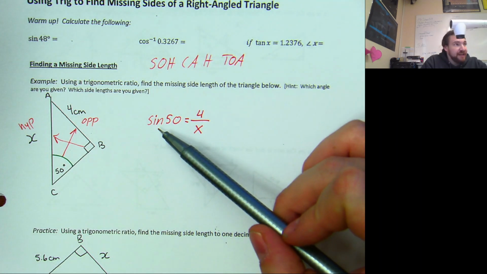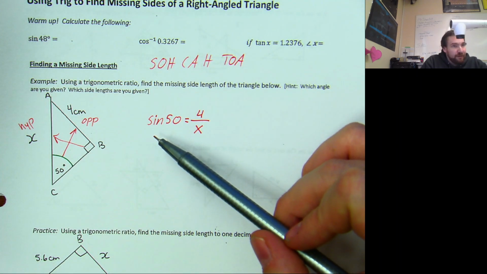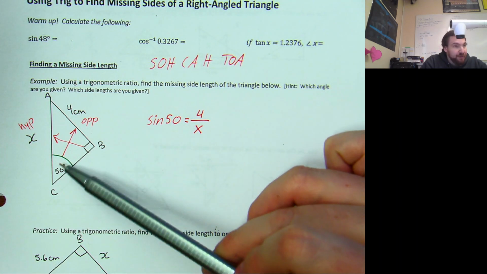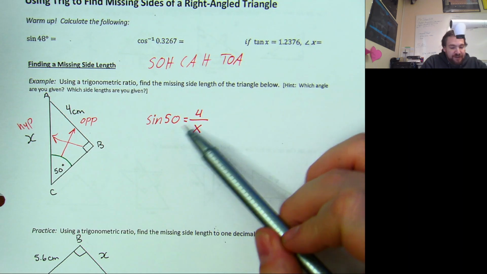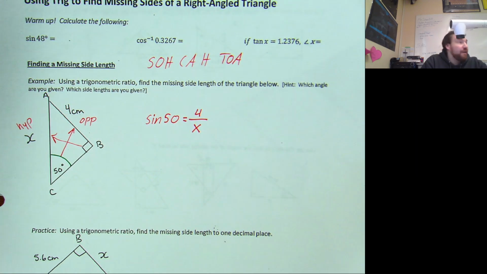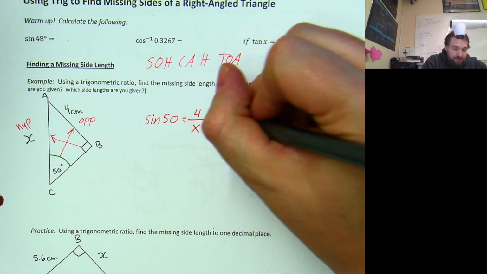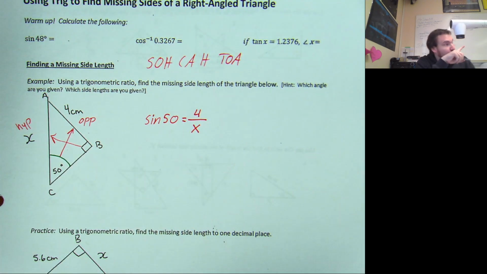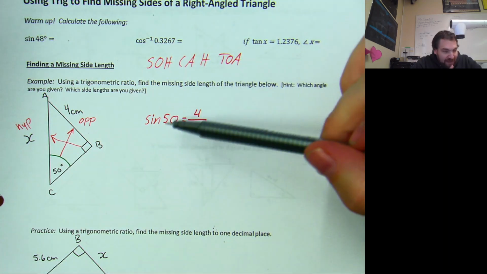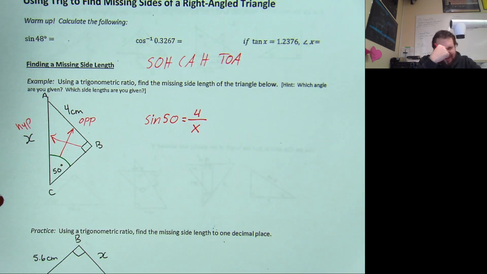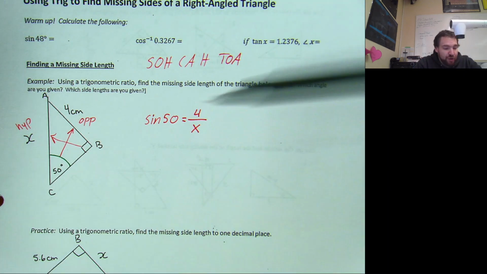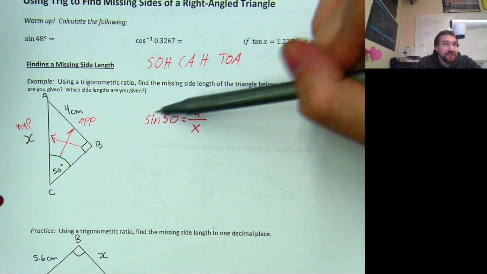Remember, sine is an operator. It has to do something to a number, so we have to include the angle with it. Sine 50 equals 4 over x. So then to solve for x, sine 50 is 0.7... oh no, don't. I'm going to really encourage you not to. To avoid issues with rounding, don't punch this thing into your calculator.